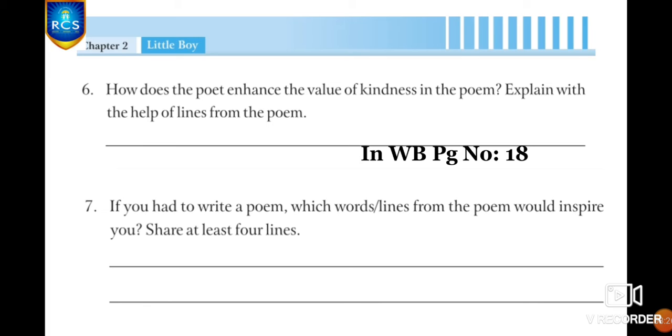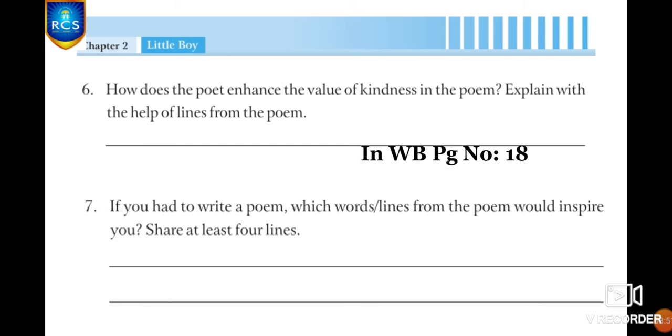For example, he has given some information about what we get from animals, right? And they help us in many ways, so that we need to be kind to them, right? Like that, how the poet explained about the importance of kindness, that you should write here, children.